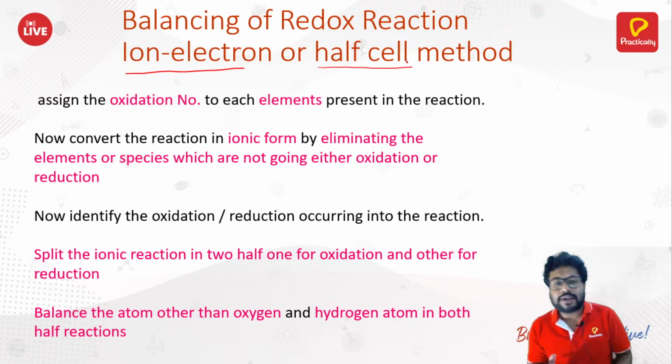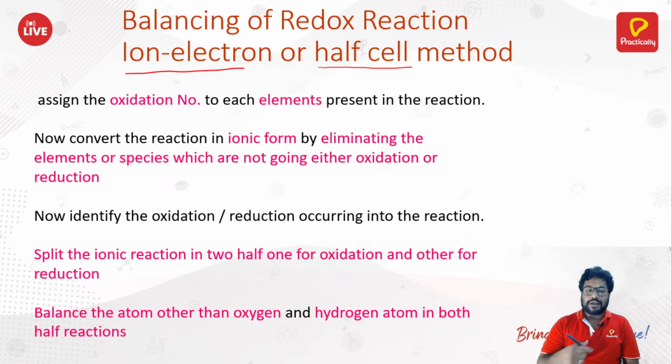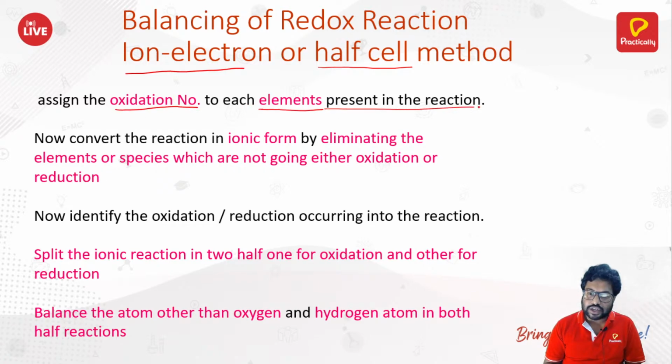Now this method is not something different. This method is just like that. But what happens here? You consider the reaction in two halves: oxidation half, reduction half. Basically here also you assign the oxidation number to each element present in the reaction. Then you convert the reaction in ionic form by eliminating the elements or species which are not going either oxidation or reduction. So you are taking only those species which are undergoing either oxidation or reduction.